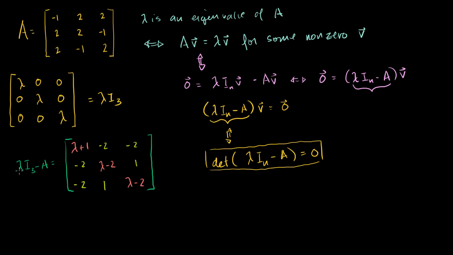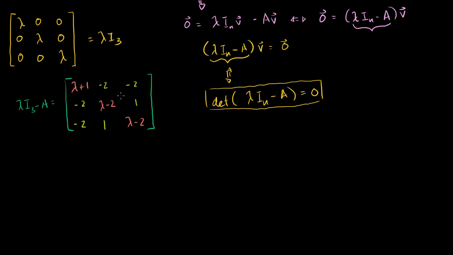So lambda is an eigenvalue of A if and only if the determinant of this matrix right here is equal to 0. So let's figure out its determinant. And the easiest way, at least in my head, to do this is to use the rule of Sarrus. So let's use the rule of Sarrus to find this determinant.